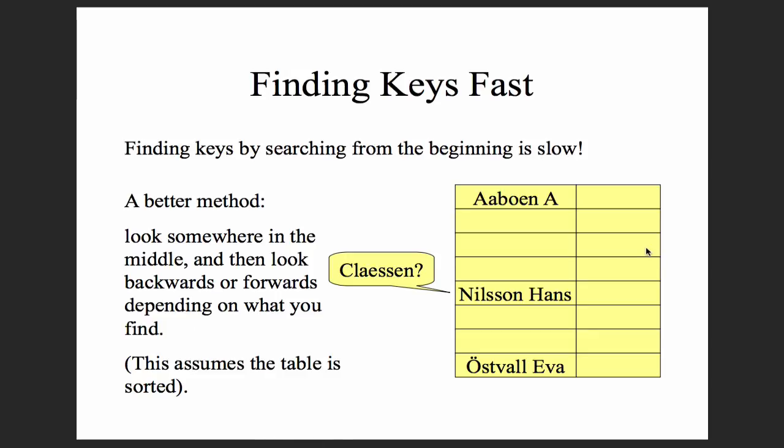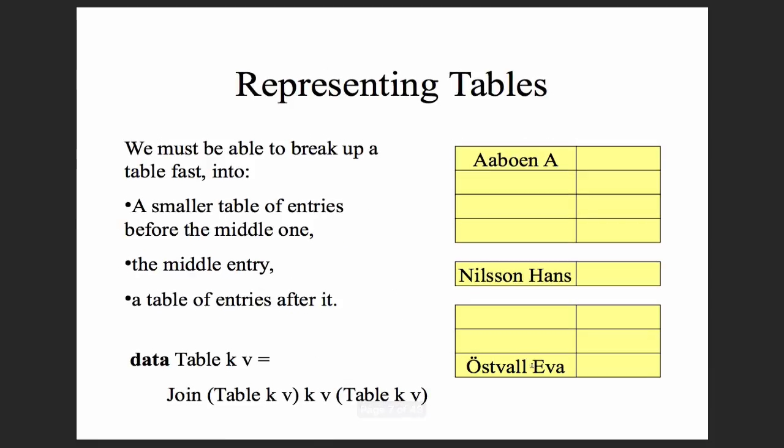So let's build a representation of this data structure that makes it easier to perform this operation, namely to start roughly in the middle and break our problem down into either searching in the top half or the bottom half. So we take that data, that table, and let's split it into the first half of the table, the entry in the middle, and the second half of the table. So let's define that as a data type. It's a table of keys and values.